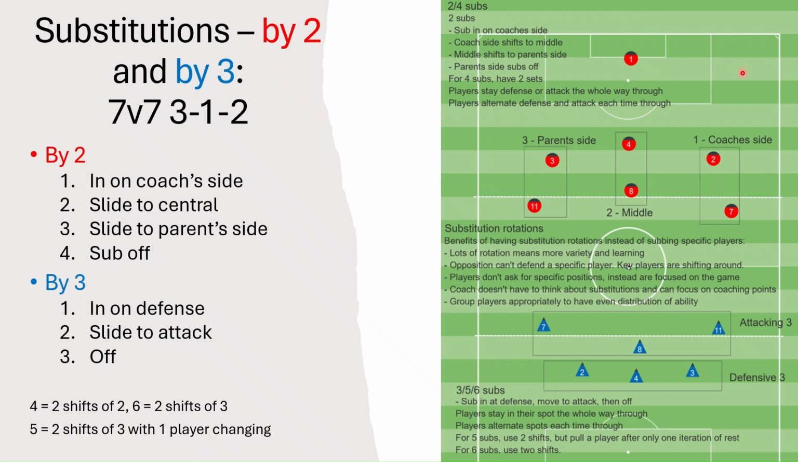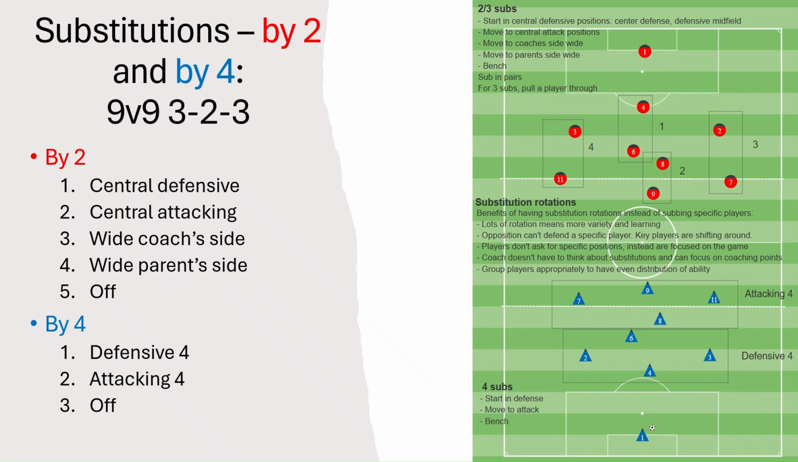Substitutions for 7v7, our 3-1-2. If we're subbing by 2, we'll sub in on the coach's side, then go to the middle, then go to the parent's side, then off. Most of you would be well familiar with that. And then if we're subbing by 3, we'd sub into defense, we'd go to offense, and then we'd get subbed off. And we had different ways of dealing with 4 subs and 5 subs.